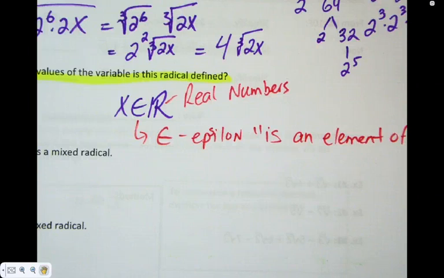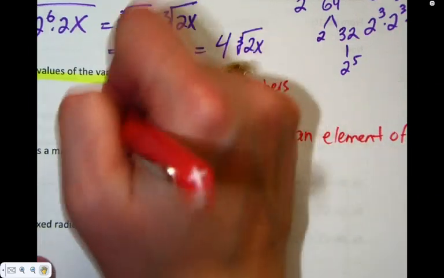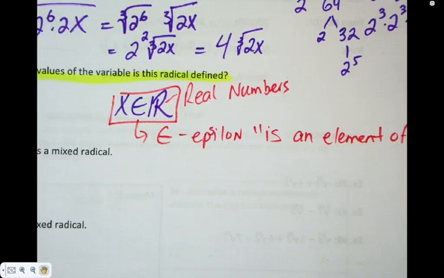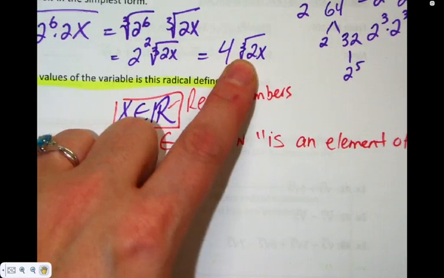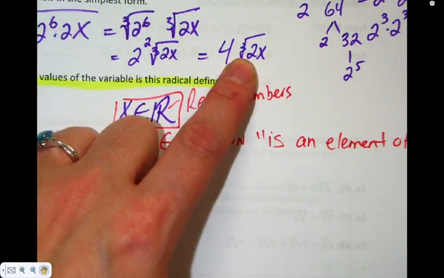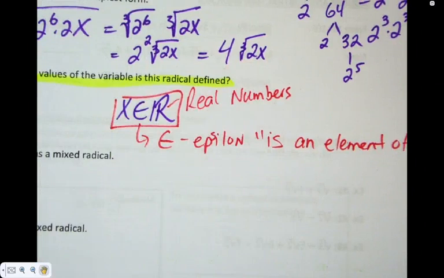So that's all this is saying. All it is saying in math notation is x is an element of the real numbers, and x is an element of the real numbers is a fancy way of saying x can be any single number in the world. Whew, let's back up. Why can x be any single number in the world? Because the index is odd. So we can cube root a positive, we can cube root a negative, we can cube root a decimal, we can do whatever we want with a cube root.